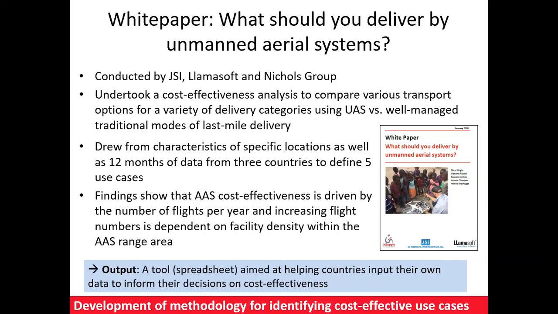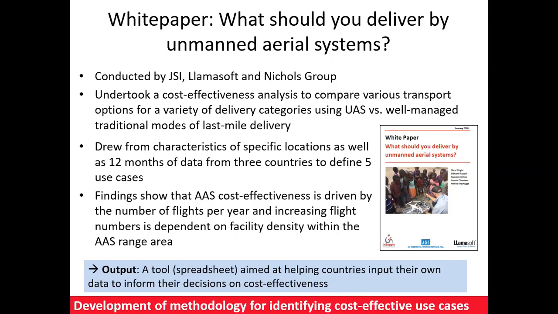We used 12 months of data from 3 countries to define 5 use cases, and also drew from characteristics of specific locations to try to look at the effect of geography. One of the major findings showed that autonomous aerial system cost effectiveness is driven by the number of flights per year, and increasing flight numbers is dependent on facility density within the autonomous aerial system range area.